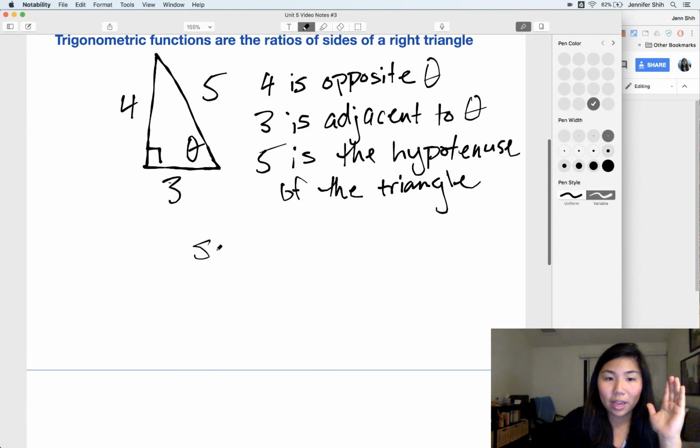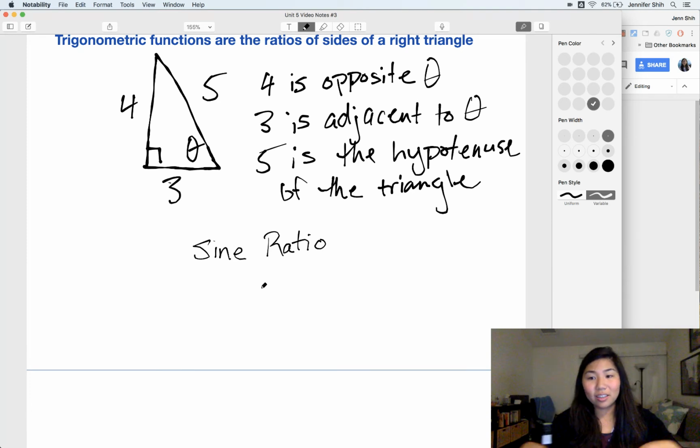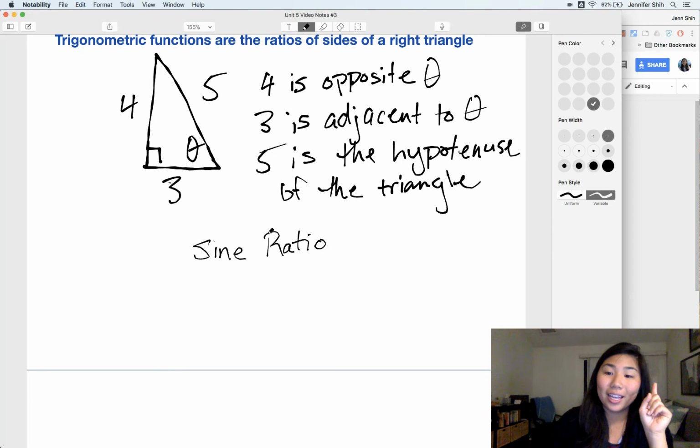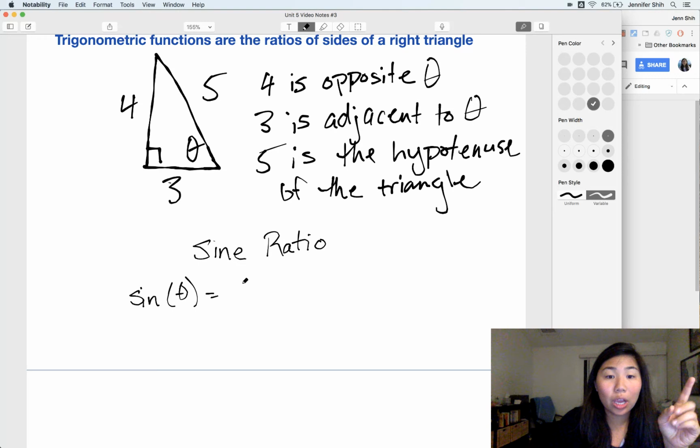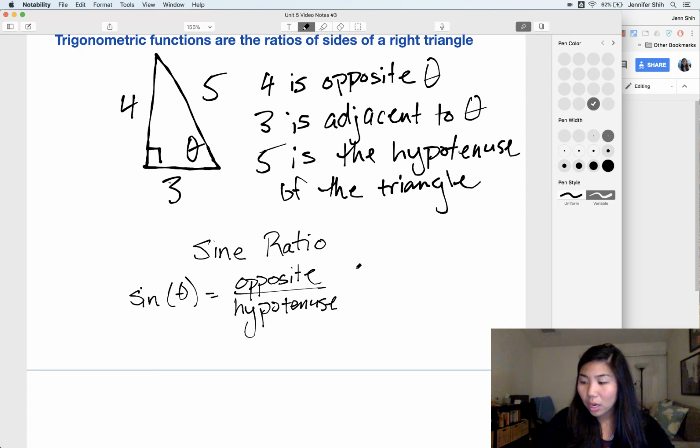So let's talk about the sine ratio. Yes, it's pronounced sine, like the sign, like S-I-G-N, but it is not spelled that way. It's spelled S-I-N-E. So the sine ratio, sine of theta, is going to equal the length of the opposite side over the hypotenuse. This ratio of opposite over the hypotenuse is so important that we gave it a name, sine.